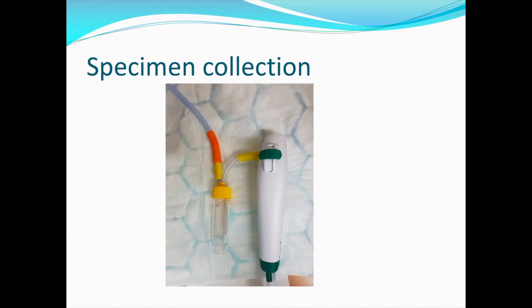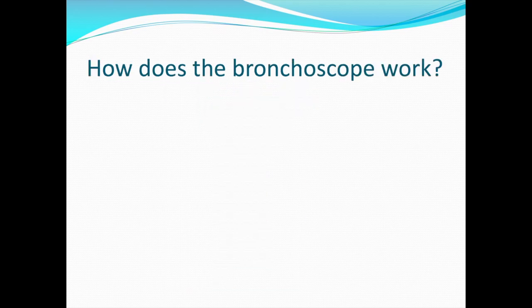This is an image of the specimen collection setup. As you can see, you have the ambiscope, which is connected to the specimen pot, which is connected via the suction port. And here, this allows a specimen to be taken during bronchoscopy. Now I'm going to talk about the bronchoscope and how it works.